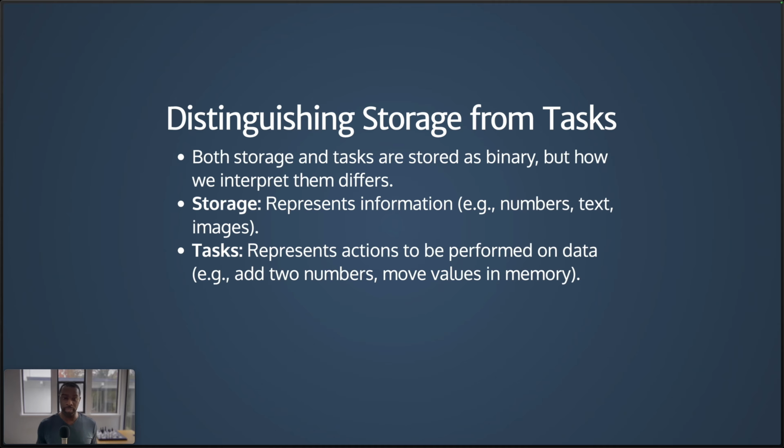For tasks, you take those same zeros and ones, but they represent actions to be performed on the data, like add two numbers or add more values in memory. This is the key difference between storage and tasks, even though they might be represented in binary, represented by zeros and ones, how they're interpreted and how they're used are different. And that makes the key difference between storage and tasks.